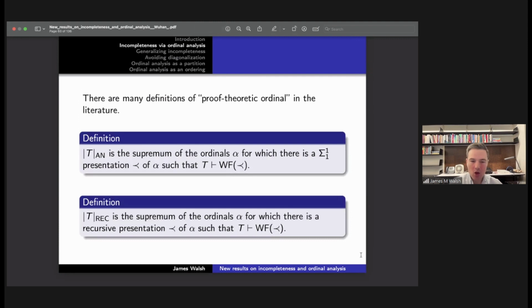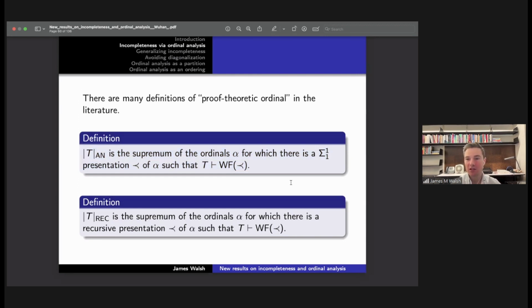And we're going to use another notion, which is T sub rec, the recursive proof theoretic ordinal. So the recursive proof theoretic ordinal is the supremum of the ordinals alpha, for which there is a recursive presentation of alpha, which is T provably well-founded. So this is the same notion, except instead of looking at sigma 1,1, we're now looking at recursive presentations. As I said, there are many different ways of defining proof theoretic ordinal. This notion we need in our proof, the analytic proof theoretic ordinal. That's going to play a crucial role.